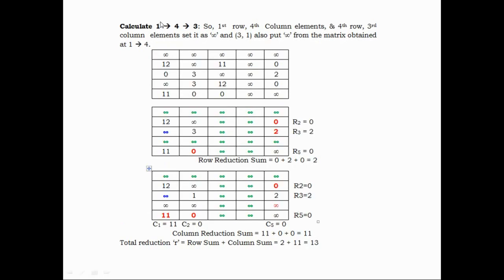And calculate 1, 4 to 3, that is first row and fourth column elements, fourth row and third column elements, set as infinity, and 3, 1 also put infinity.